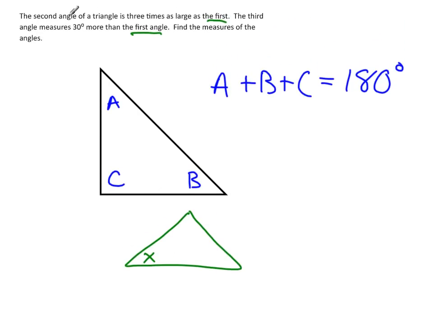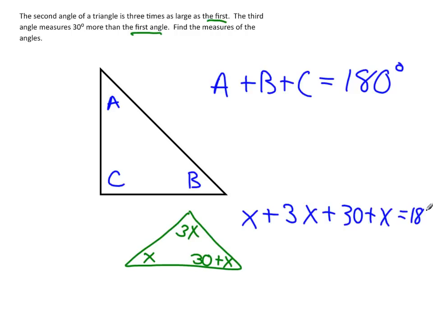Now they say the second angle is 3 times as large as the first. So that's 3 times X. And the third angle measures 30 more. More than is addition, so 30 more than X. Find the measures of the angles. So now I know 3 angles, and I know the sum of all the angles should get me 180. So X plus 3X plus 30 plus X should equal 180 according to geometry.